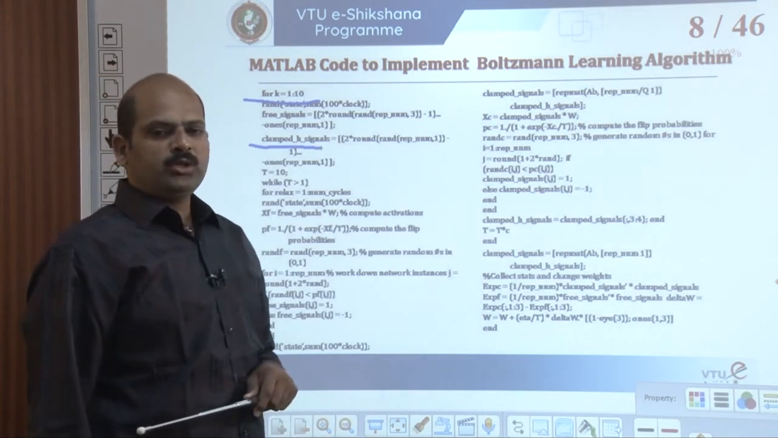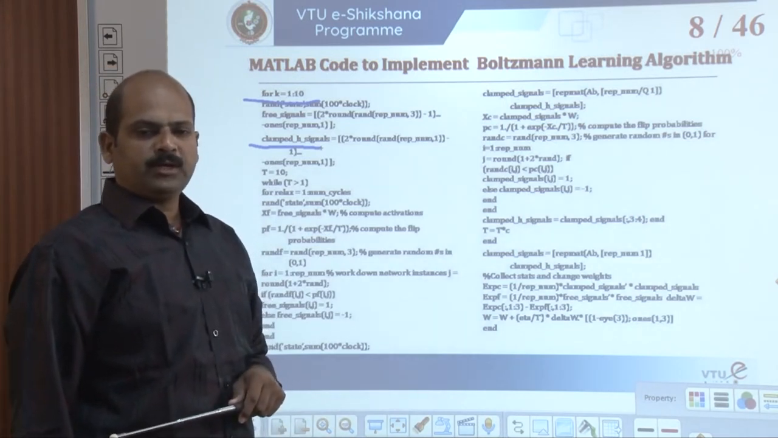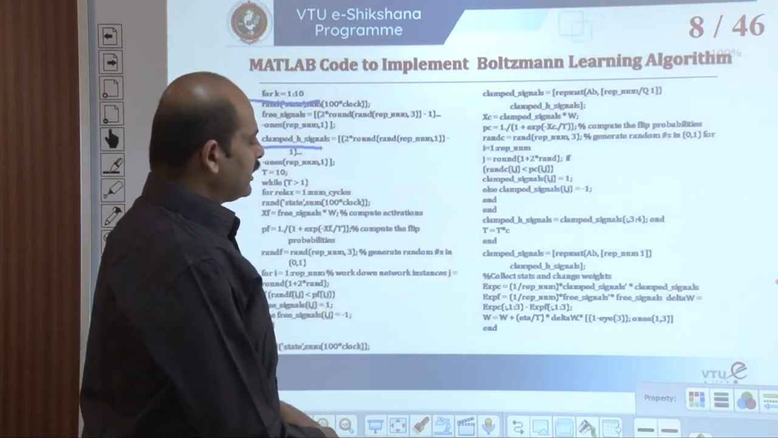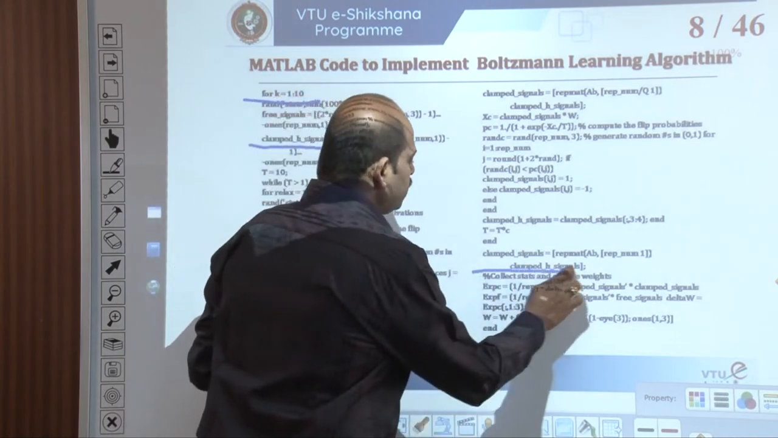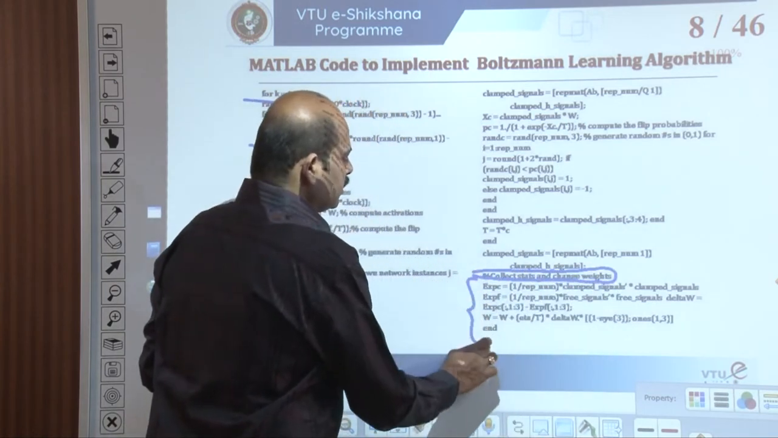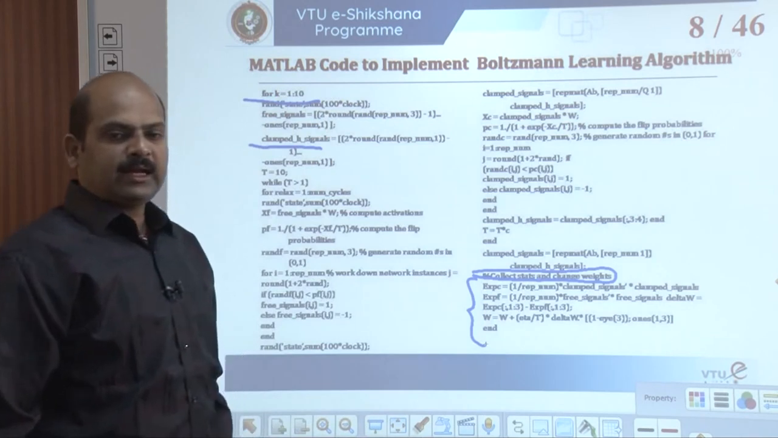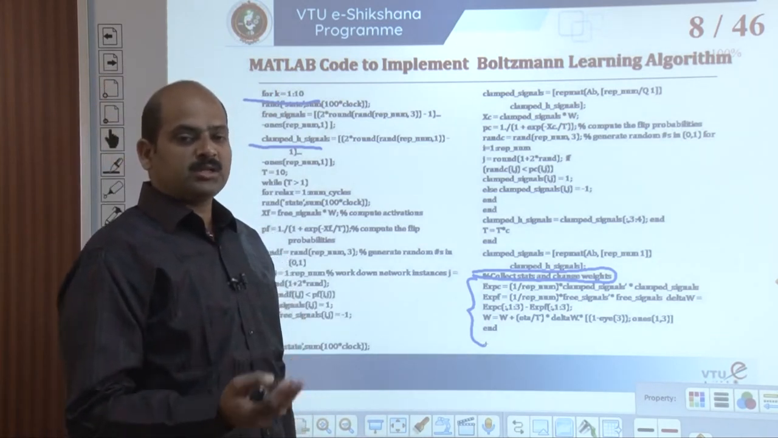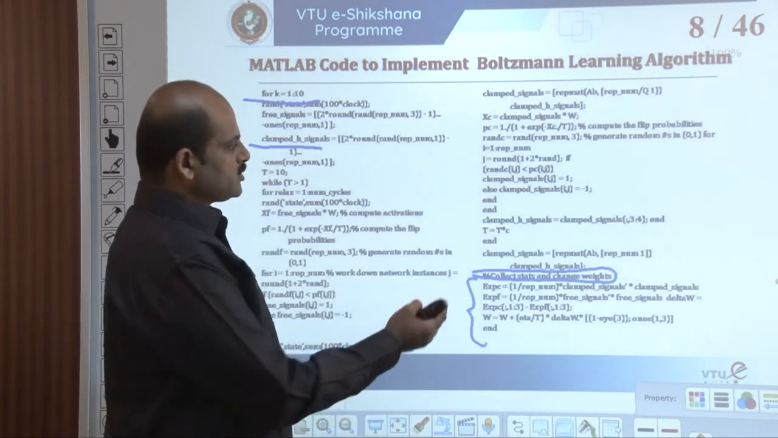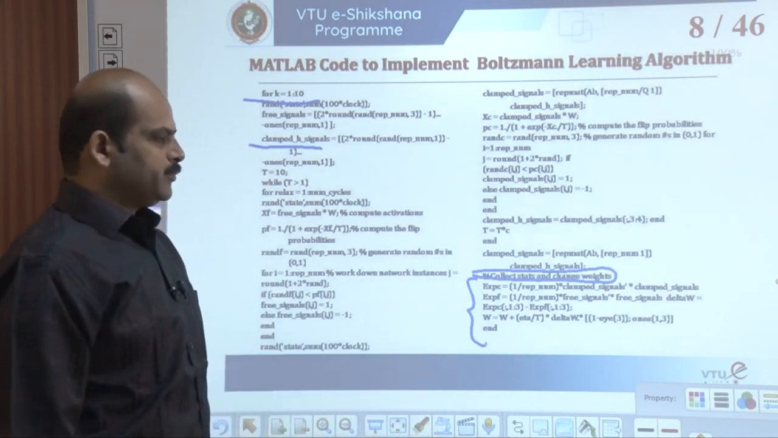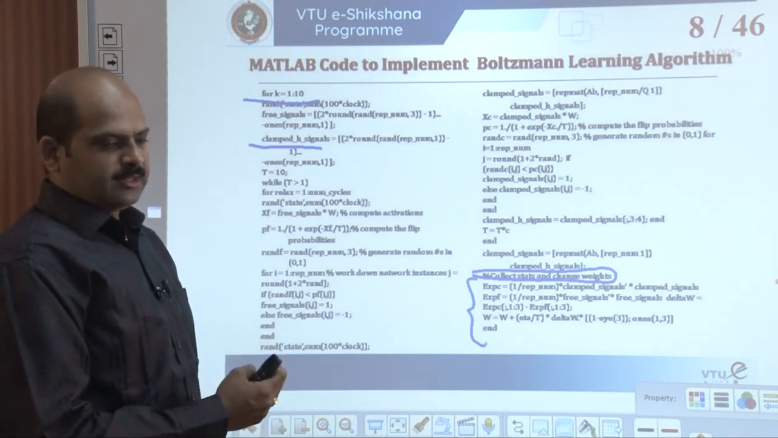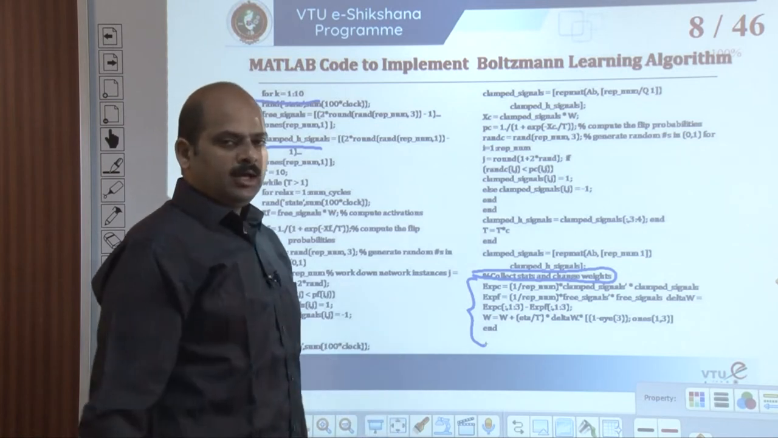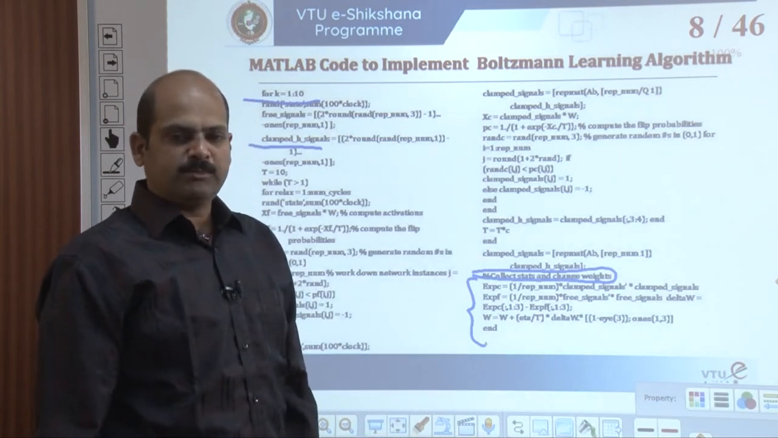As such, we do the process here. If you look at the end, we have a collect states and change weights section, which is also fixed here. This is a separate part given for collecting states and changing weights, that is, the weight updates. The expressions we came across previously are incorporated here. This is nothing but the MATLAB program for the simulation.